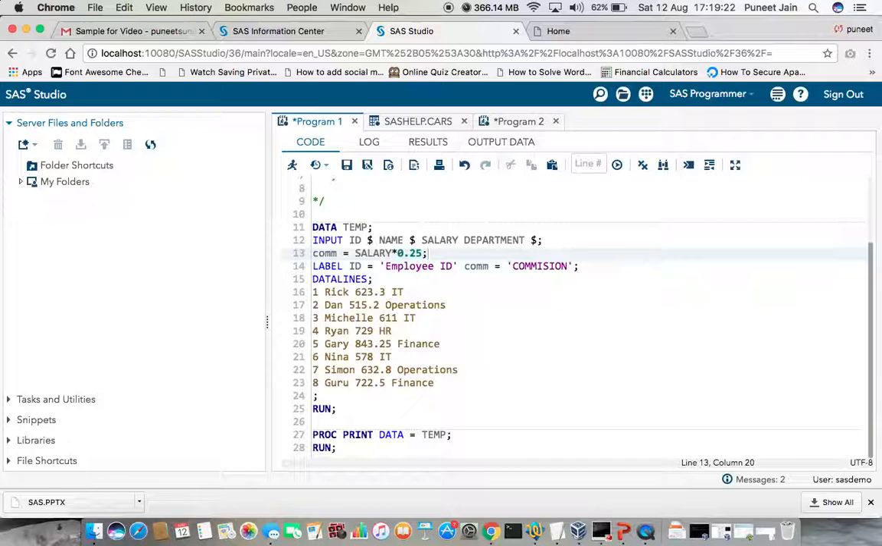Now let's take as an example that I want a set of those people who are performing very well in their own departments. I as a boss, or maybe you as a boss, are willing to give them 25% commission out of the whole salary. So we have put a small mathematical function over here, that COMM, that's a new variable which we have created, is equal to salary into 0.25, that's 25% of the salary.